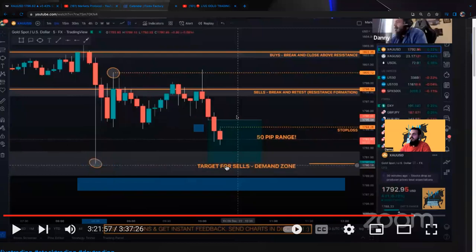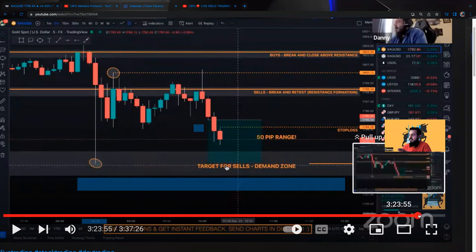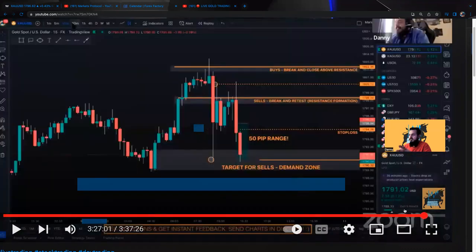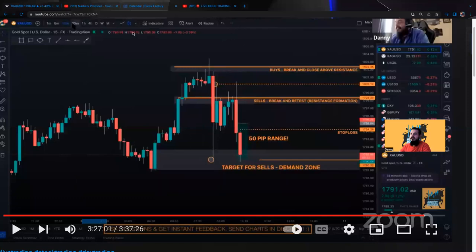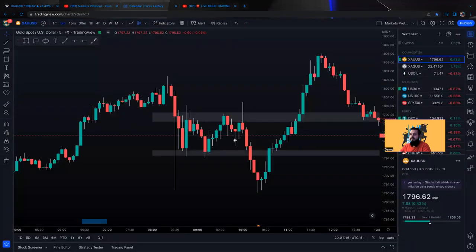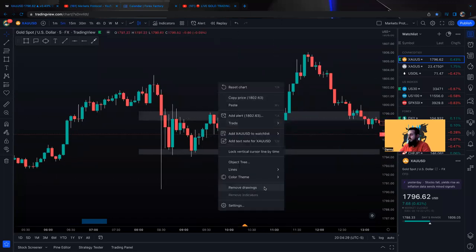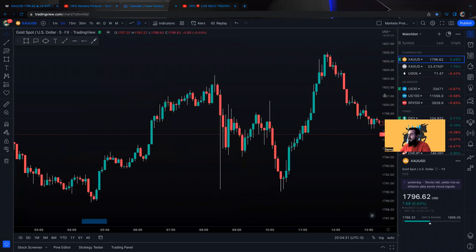Okay. And as you can see, as price was making its way down, 10 pips, 14 pips, 15 pips, I was locking in partial profits. Price is moving down, tapped into the targets here at 1790s, and the trade was closed there. Okay. So this was the trade taken based on the idea of a rejection candle taking place in a rejection zone. Okay. So hopefully this video helps you understand the differences between the two.